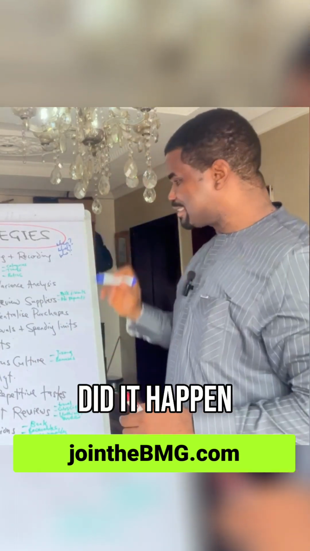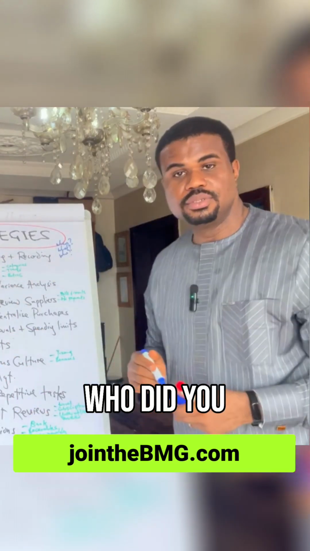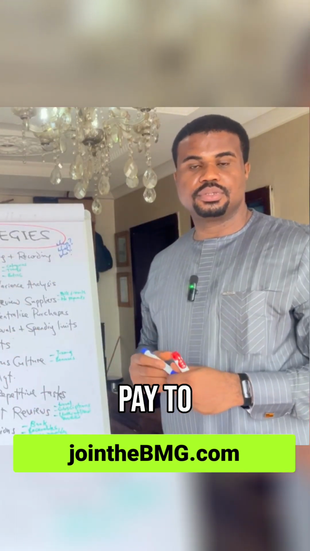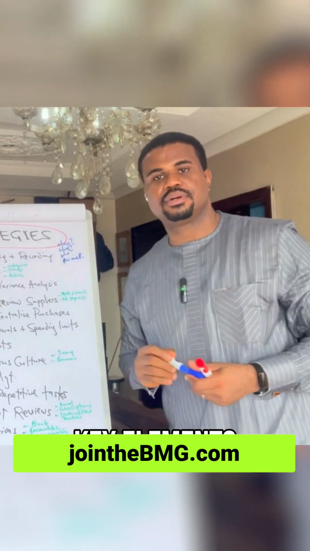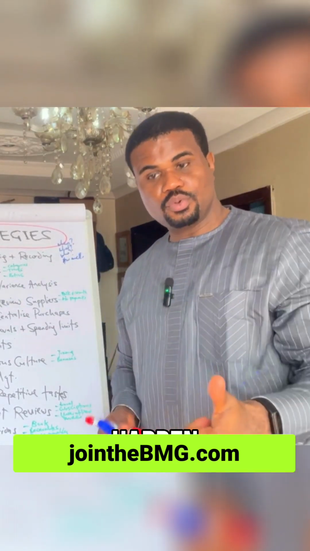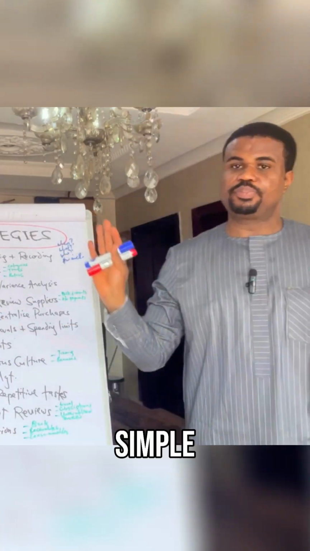So don't forget, when did it happen? What did you pay for? What's the name of the thing and the quantity? Who did you pay to? And then how much? These are the 4 key elements of record keeping. When did it happen? What did you pay for? What was the quantity? Who did you pay it to? And how much did you pay? Simple.